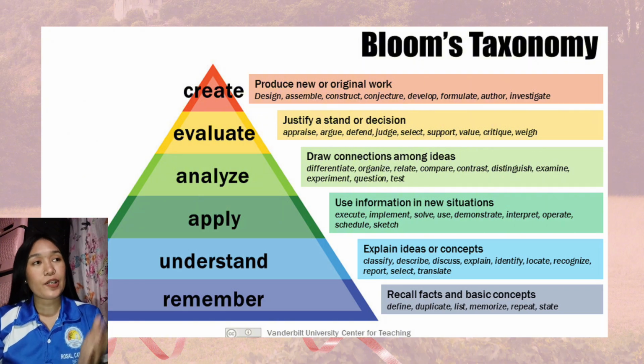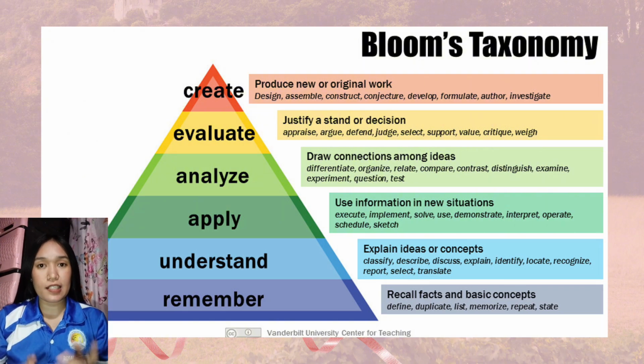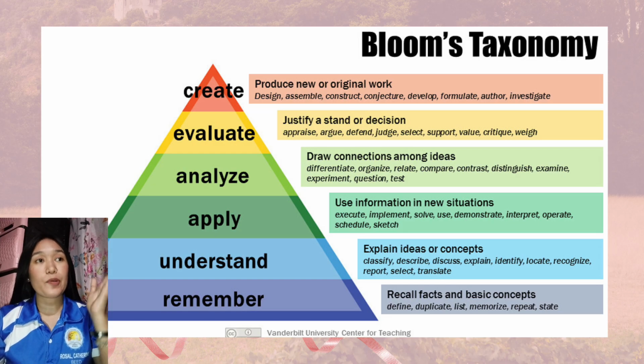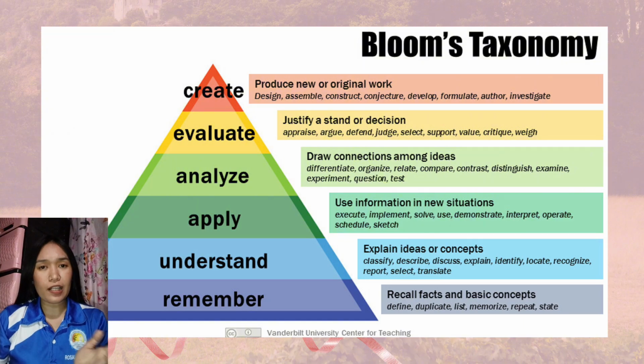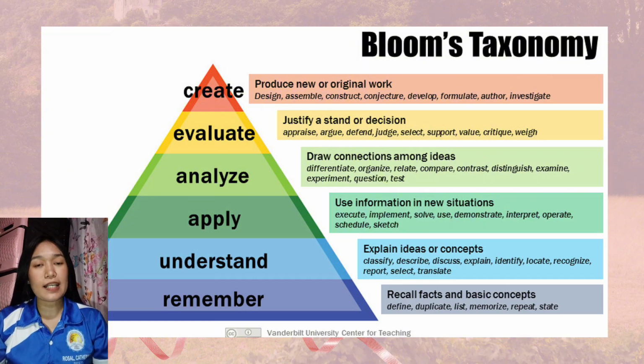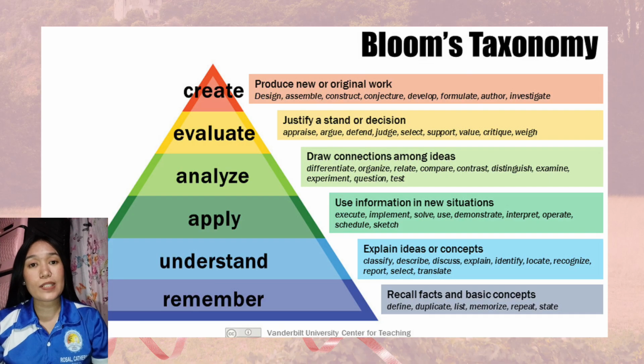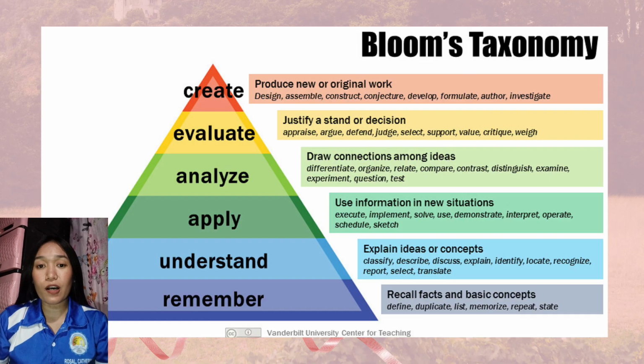As you can see, it's a hierarchy of cognitive skills, starting from the base with remembering, then moving up to understanding, applying, analyzing, evaluating, and finally creating at the top. So each level has its own set of action verbs. For instance, define and list for remembering versus design and formulate for creating. So when we write our objectives, we choose verbs from Bloom's taxonomy depending on the level of thinking skills we want our students to reach.